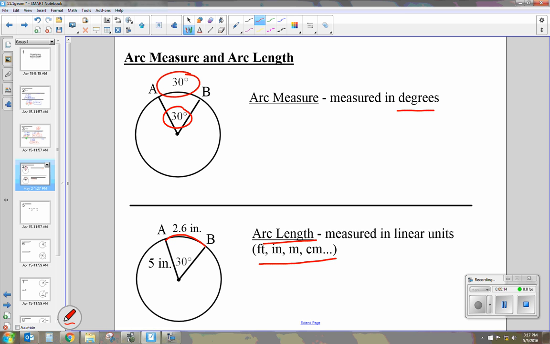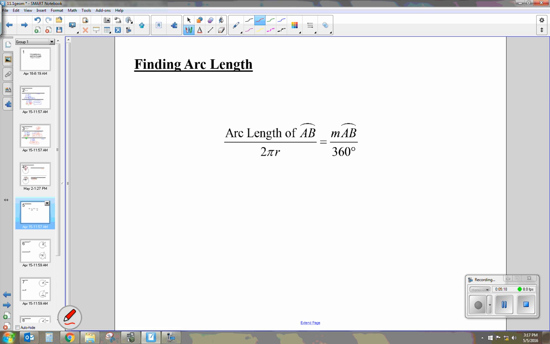Okay, and to find length, we have a formula or a proportion that we use. And that's arc length of AB over 2 pi r equals measure of arc AB over 360 degrees. It's like part over a whole equals part over a whole. The length is part of the circle, 2 pi r is the circumference, the whole thing. The measure of the arc is part of the circle, 360 is the entire degree of a circle. So that's how we can use that proportion, okay?